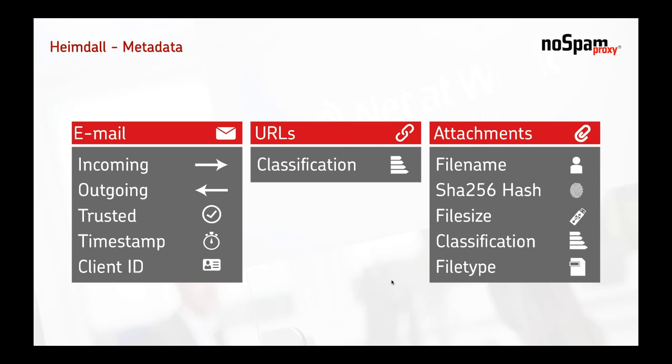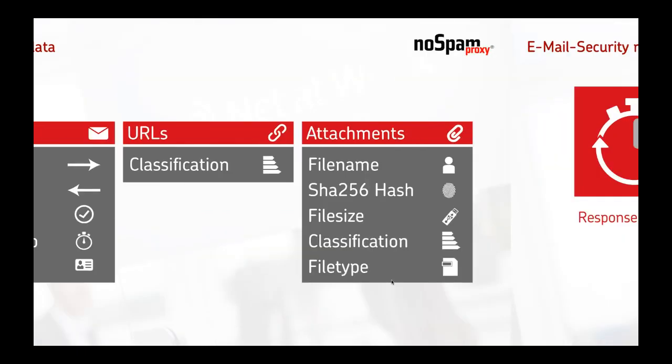In the next year, we will extend this metadata to the IP address and some sort of sender information, but only regarding the sender domains. We will not store full email addresses, or only some terms of the sender address we will store in the future. But for now, we only store this metadata you can see here.